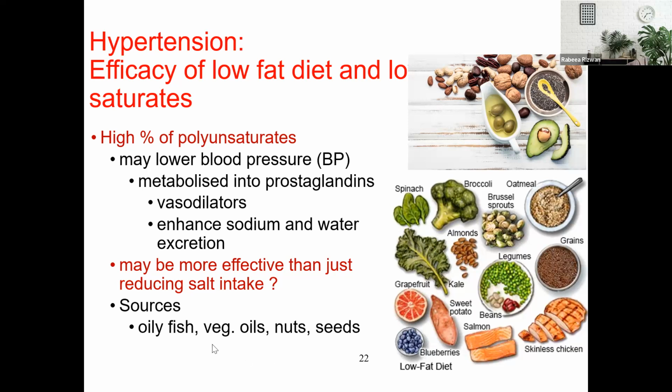And the good sources of polyunsaturated fats are avocado, olives, fish oils, nuts like peanuts and almonds, then seeds like sunflower seeds.